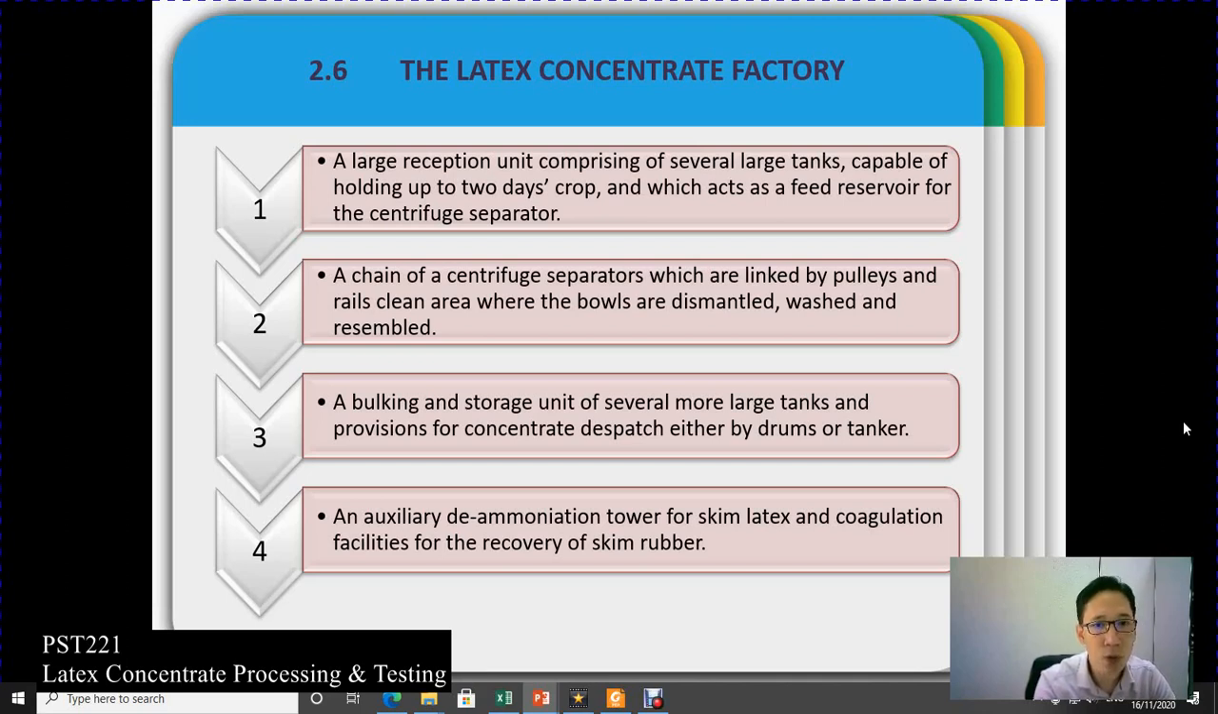And then we have an auxiliary deammoniation tower for skim latex and coagulation facilities for the recovery of skim rubber. So during the latex concentrate process, you will produce what we call skim latex, which eventually you put in the ammoniation tower to coagulate it, so that you can remove the rubber from the skim latex, before you can release the serum into what we call the bonding systems.